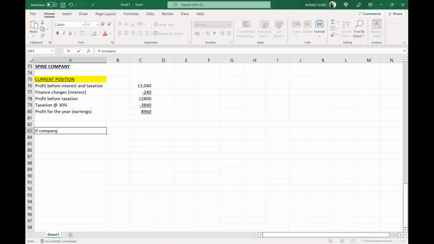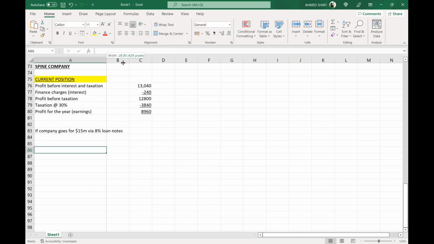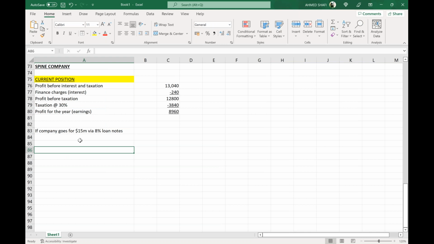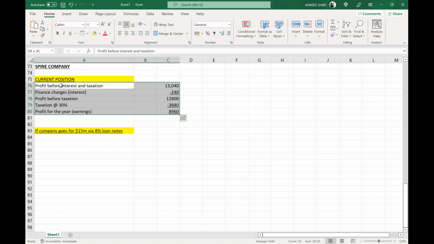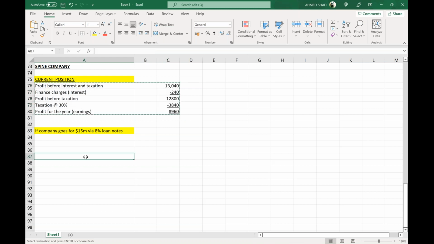If the company goes for $15 million via 8% loan notes, find some ratios to decide whether it should go for loan notes or equity. But to find the ratios, you must have information of an updated P&L, that is, what will happen if the company goes for 8% loan notes or equity.